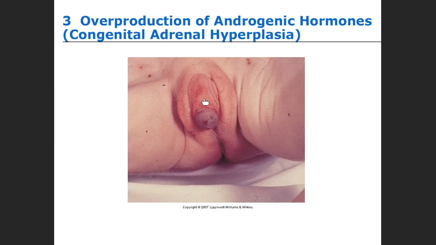external genitalia, I guess you can say. This is not a penis. This is an enlarged clitoris, due to too much testosterone, because there's a defect in the enzyme that leads to an intermediate that is converted to androgenic hormone.